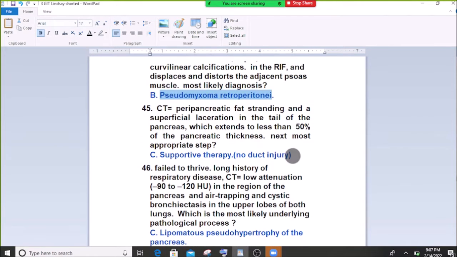45. CT scan shows peripancreatic fat stranding and a severe laceration in the tail of the pancreas, which extends to less than 50% of the pancreatic thickness. Next most appropriate step, supportive therapy. Because in pancreatic injury grading, duct injury is important. If there is no duct injury, then supportive therapy.